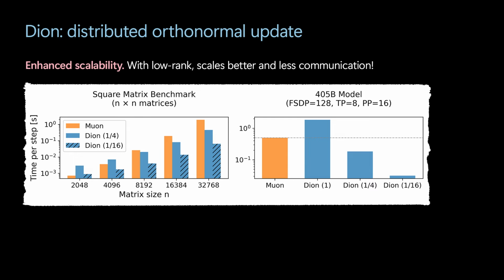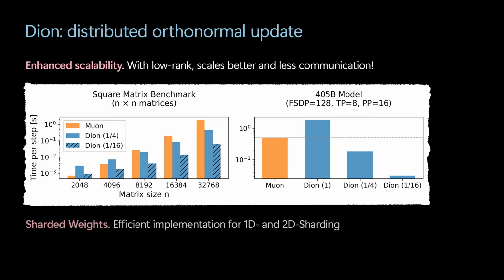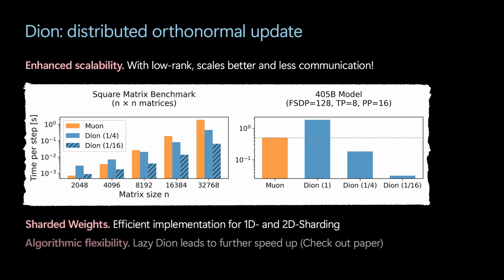On the right-hand side, we're showing the specific case of Llama 3 405 billion dense model training configuration and benchmarking each optimizer's time per step. And as you can see, Dion becomes a lot more tractable than Muon for this specific setting. And again, as I said, Dion is more compatible with sharded weight training. In particular, in our paper and also in our open source code base, you can find efficient implementation of Dion for both one-way and two-way sharding.